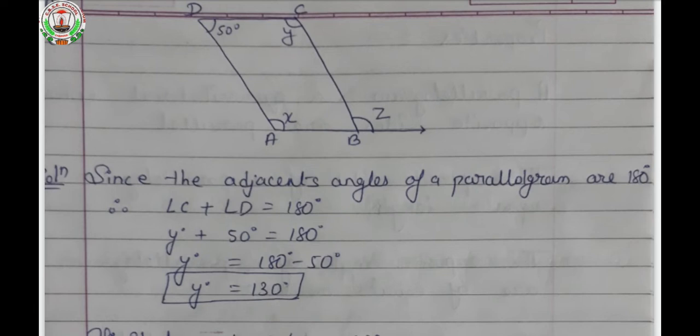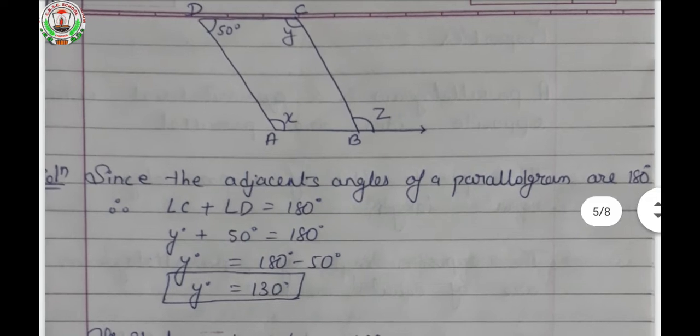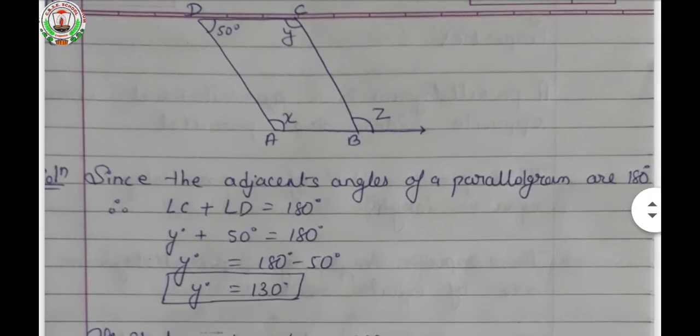Angle B, angle C are adjacent to each other. Angle C and angle D are adjacent to each other. And last, angle D and angle A are adjacent to each other. Now, the first adjacent pair we are going to consider is angle C and angle D. These are the two adjacent angles, isn't it?